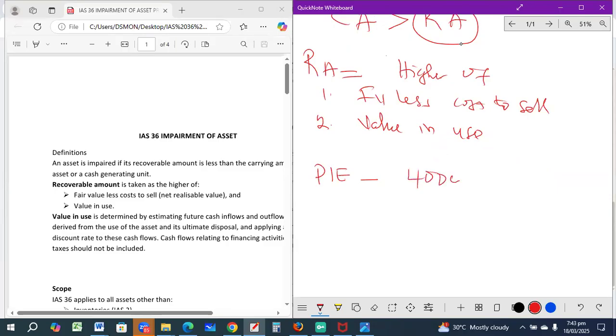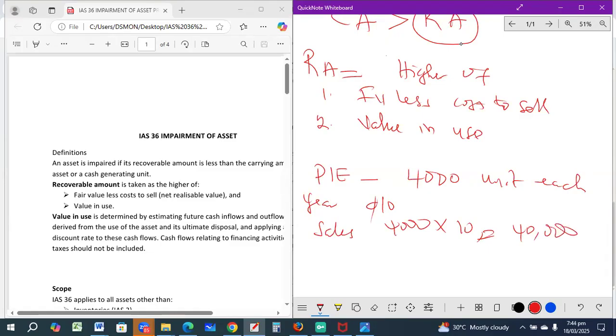4,000 units each year. And these units could be sold at a price of what? 10 cedis. So what will be the cash flow? The cash flow or the sales value, which will be the cash flow, will be 4,000 times 10, which will give us 40,000, if I'm correct. So this 40,000 is what you can derive from this asset annually. So when the question gives you annual amounts in the future, then you need to discount this amount to present value.